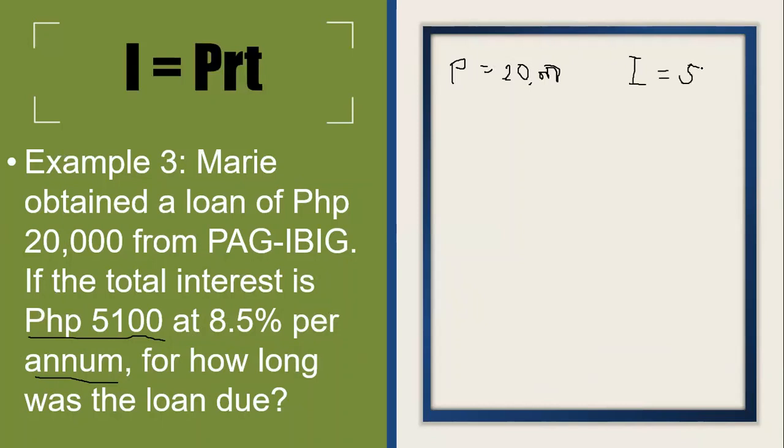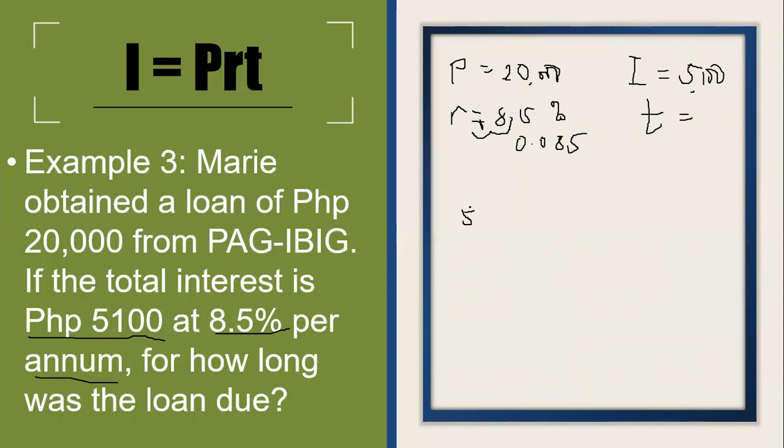So 5,100. So 8.5% is our rate. 8.5%. Convert natin siya into a decimal form, divided by 100, or move natin siya 2 times, 1, 2. So 0.085. And then, for how long? So, time po ang nawawala. So, substitute natin siya sa ating formula.